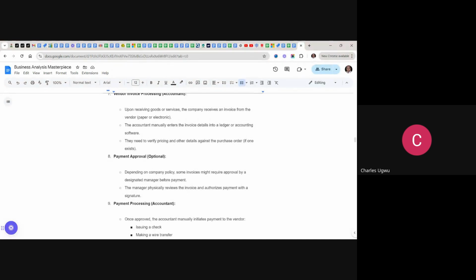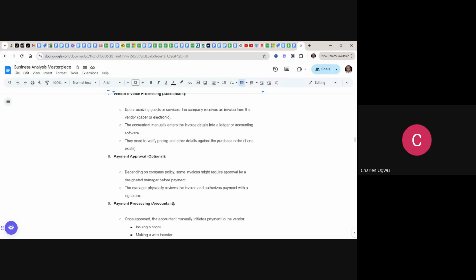Depending, at times once this clears, the payment goes out. But at times it requires the approval from the accounts department before payment can go out. Depending on company policy, some invoices might require approval by a designated manager before payment. The manager physically reviews the invoice and authorizes payment with a signature.